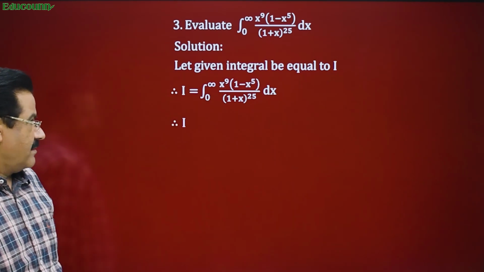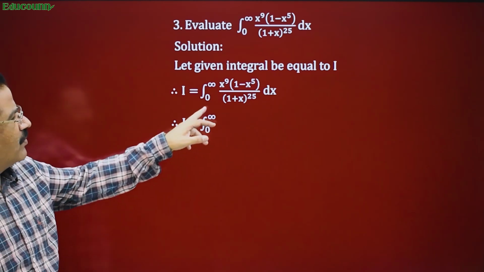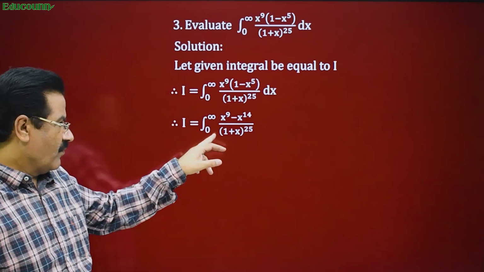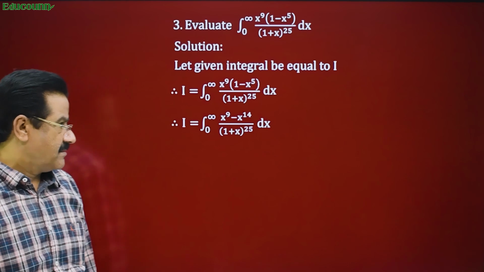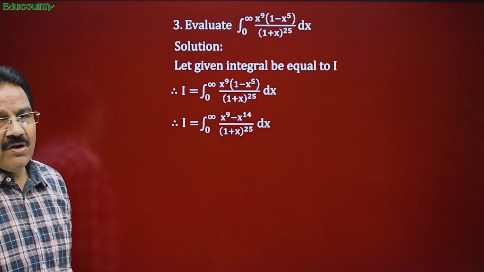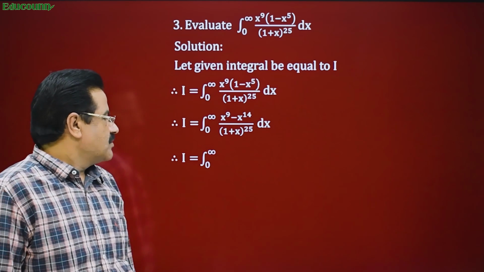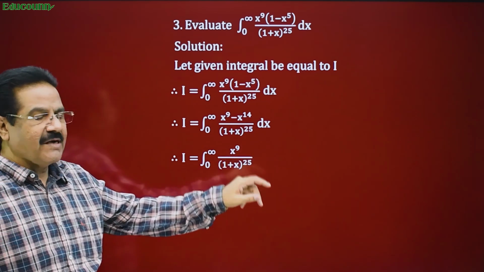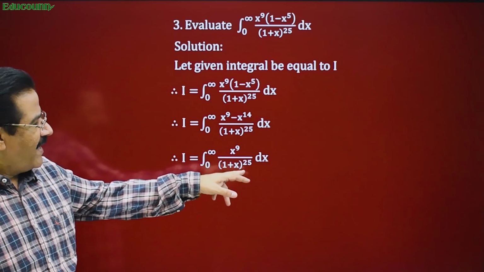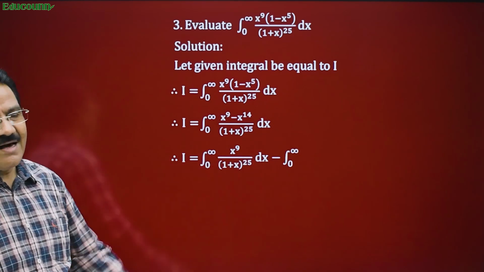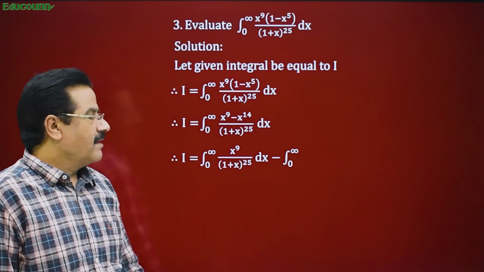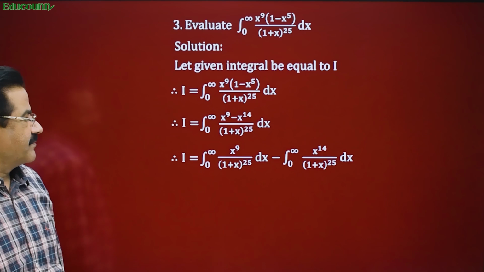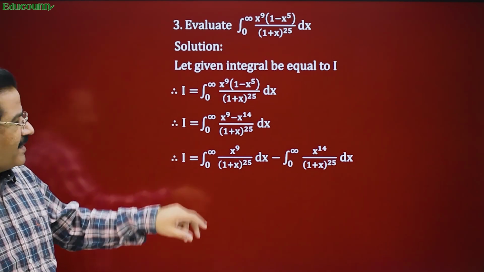Let us expand the bracket. So I is equal to integration 0 to infinity (x raised to 9 minus x raised to 14) upon (1 plus x raised to 25) dx. Now next, we are going to split it further. So integration 0 to infinity x raised to 9 upon 1 plus x raised to 25, as well as the second term in the form of another integration, 0 to infinity x raised to 14 upon 1 plus x raised to 25 dx. Now see the alternate definition.